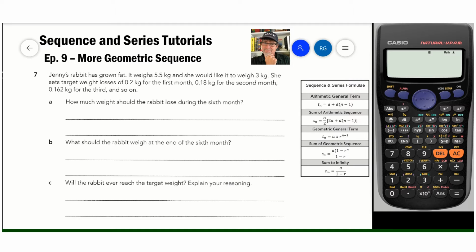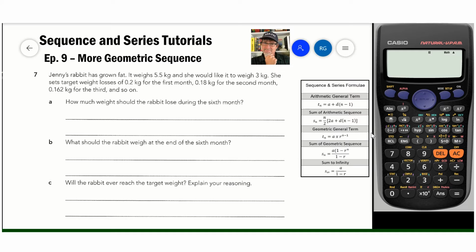Jenny's rabbit has grown fat. It weighs 5.5 kilograms and she would like it to weigh 3 kilograms. She sets target weight losses of 0.2 kg for the first month, 0.18 kgs for the second month, and 0.162 kgs for the third, and so on. How much weight should the rabbit lose during the 6th month?